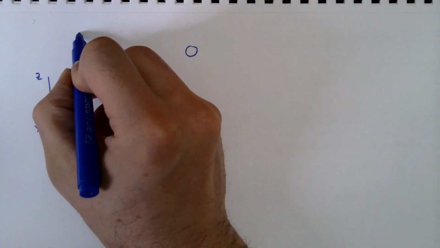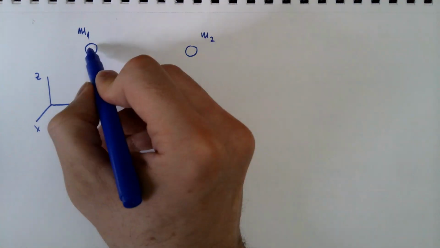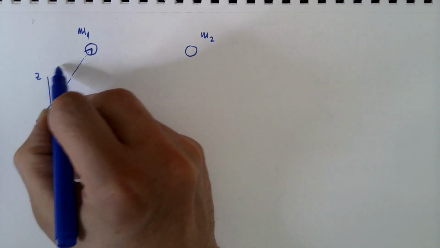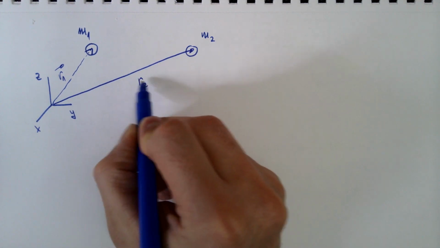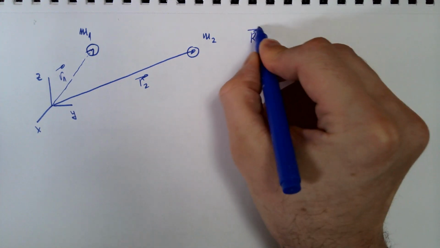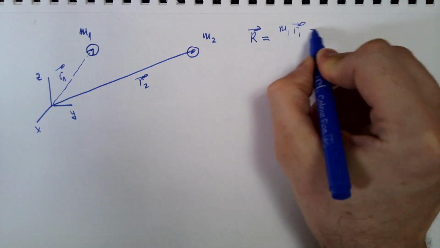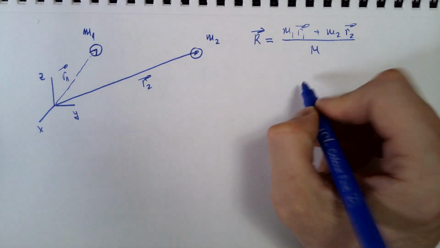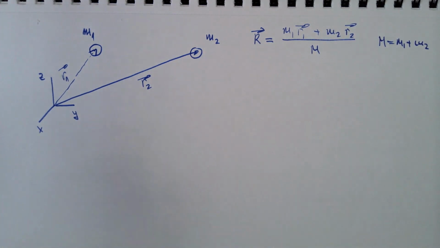This is particle 1, it has mass m1, this is particle 2, it has mass m2. The radius vector to this particle is this, r1. The radius vector to this particle is r2. We know from the previous page, therefore, that the radius vector to the center of mass is simply m1 r1 plus m2 r2, divided by capital M, where capital M is m1 plus m2, the total mass of this system.